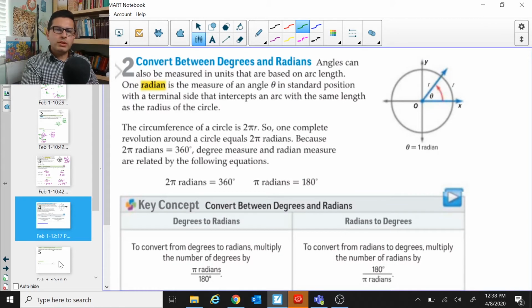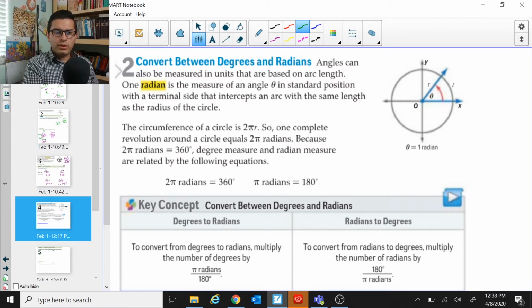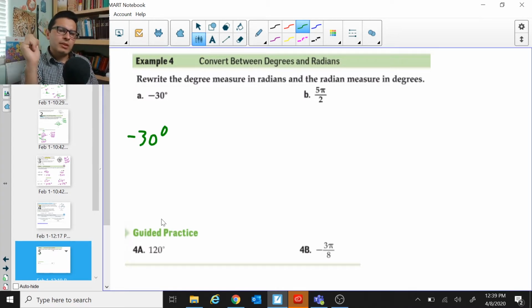So the first example that we're going to be doing will actually be to convert radians to degrees and degrees to radians. So let's do that with negative 30 degrees. First of all, I'm going to write down negative 30 degrees, and what am I going to multiply it by? Well, we could look back at our formulas right over here. I'm going to see that I'm going to multiply it by pi over 180. But how can I think of this? That way I don't have to refer back to my notes. How can I remember what to multiply it by?